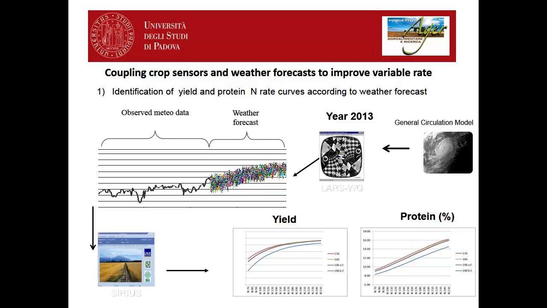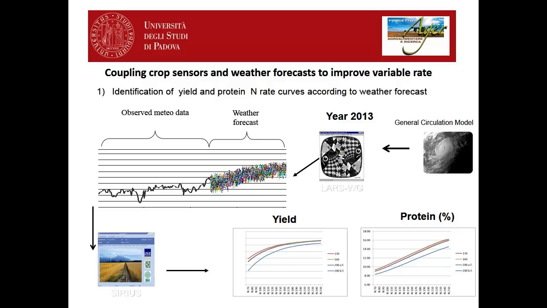So what's the idea? The idea is to work with a weather forecast. We had a general circulation model, which is offered by many international agencies. They give you what is predicted in the next 3, 4, or fewer months. According to this prediction, it's possible to build, in a stochastic way, different curves.